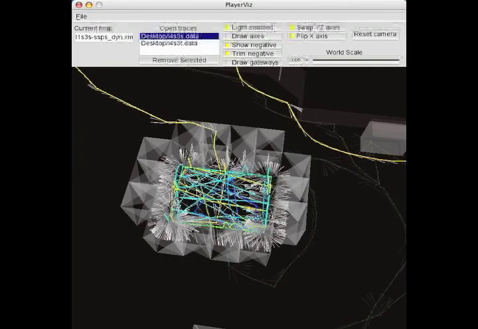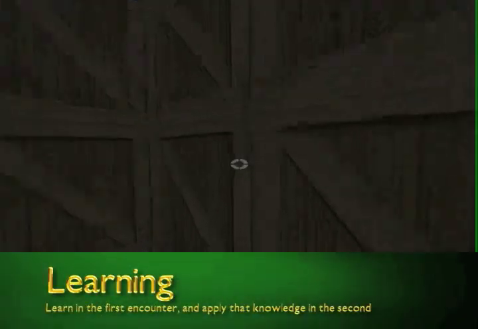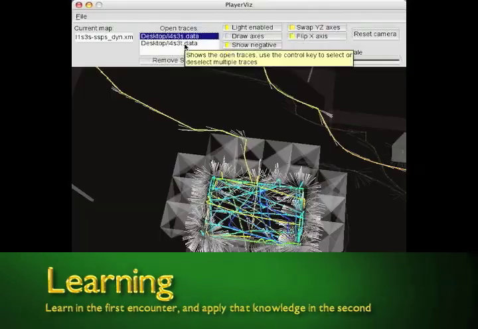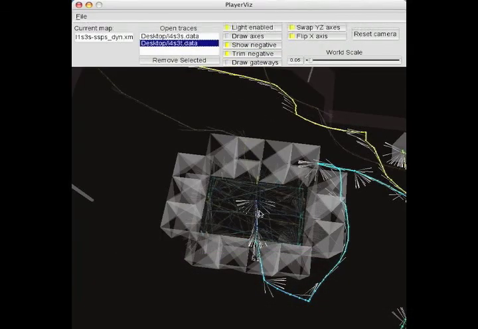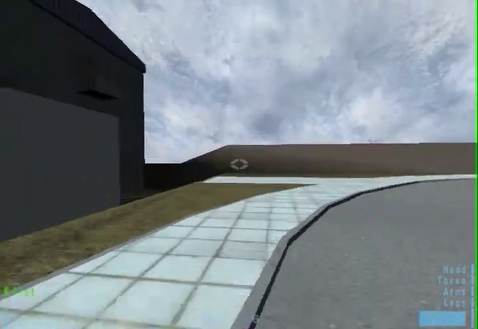Here we see a player that was trapped by rows of crates. They did not learn initially that they could break the crates and escape. We can see the positive learning by comparing their first player trace with their second, in which they break the crate and escape right away.